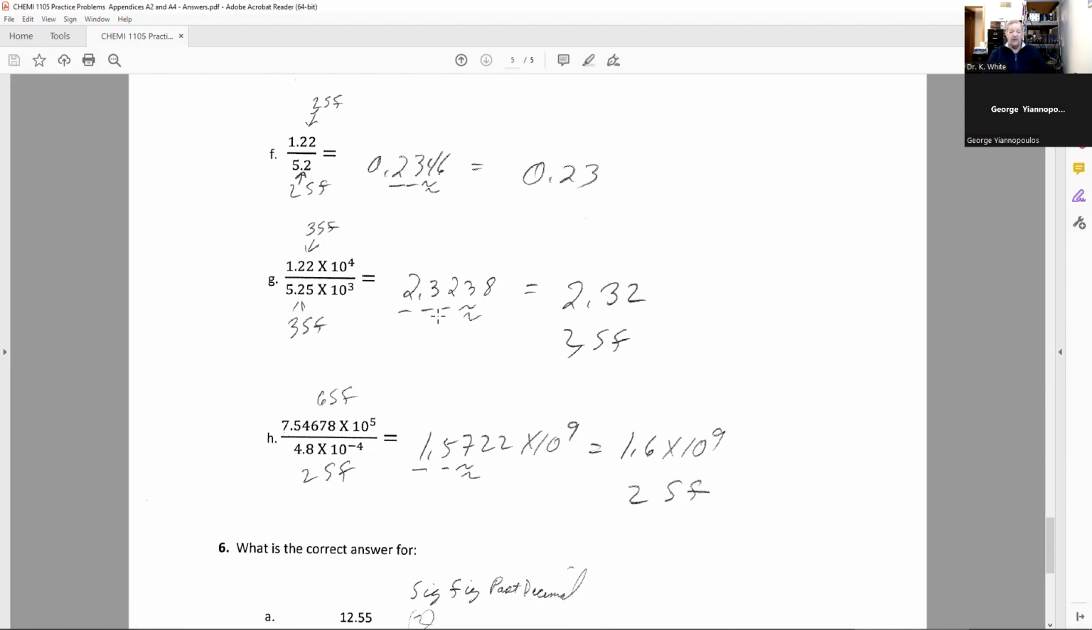Now, how do you do that? Keep the 2, keep the 3, keep the 2. That's my 3 significant figures. And use the 3 to round off. That's 4 or less. Drop the 3, drop the 8. Here's my answer, 3 significant figures.